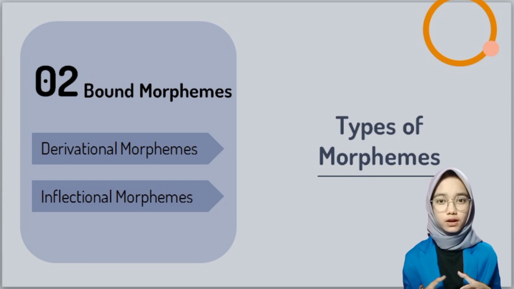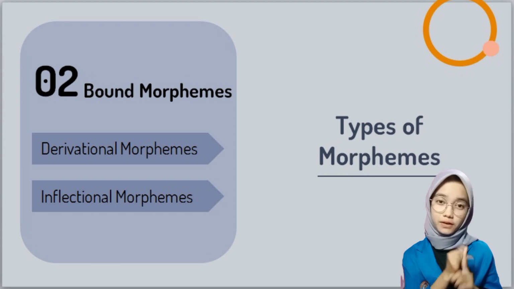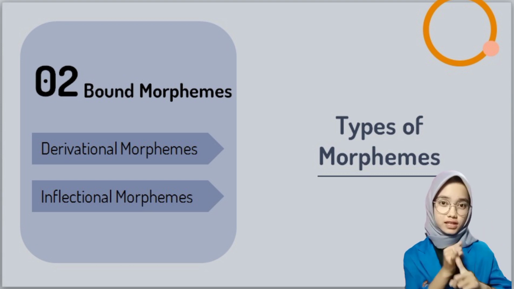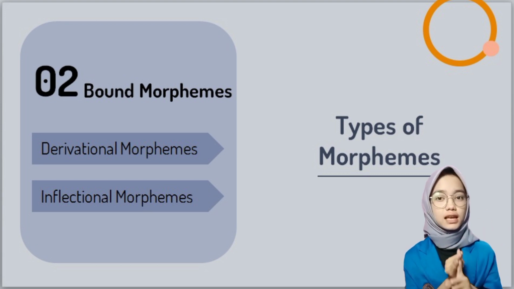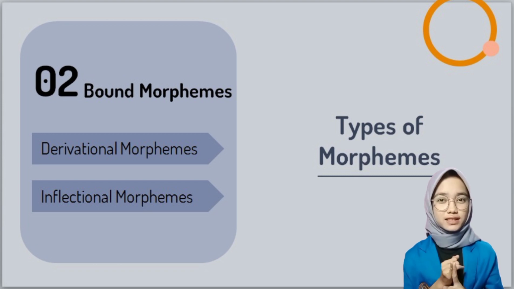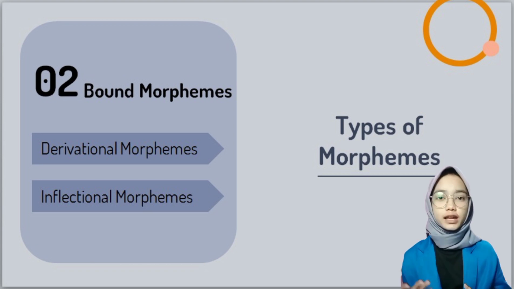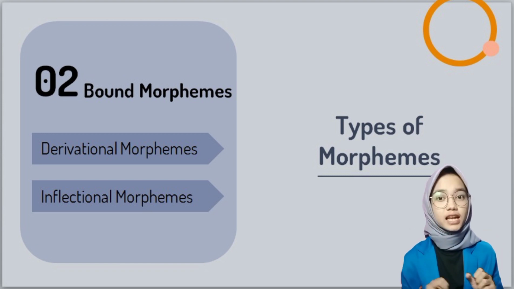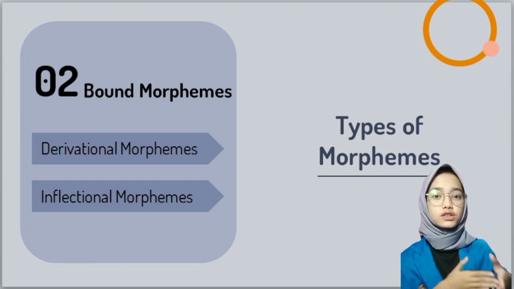Bound morphemes are also called affixes, which can be prefixes, infixes, or suffixes. Bound morphemes can further be broken down into two categories. The first is derivational, and the second is inflectional morphemes. The first is derivational morphemes. Derivational morphemes are bound morphemes which derive or create new words by changing the meaning. For example, the addition of the derivational morpheme -ness changes the adjective good to the noun goodness.